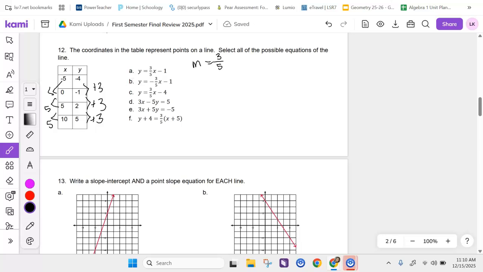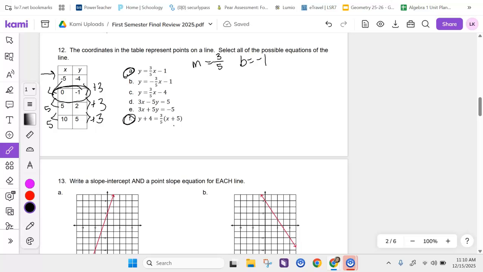Then I also know that my y-intercept is going to be -1 because that tells me x is 0, so that's my y-intercept. So off the bat, I know it's going to be A. I'm going to check to see if this is going to work for F. Opposite 5, opposite 4, so -5, -4. That is a point, and it's 3/5, so that works.